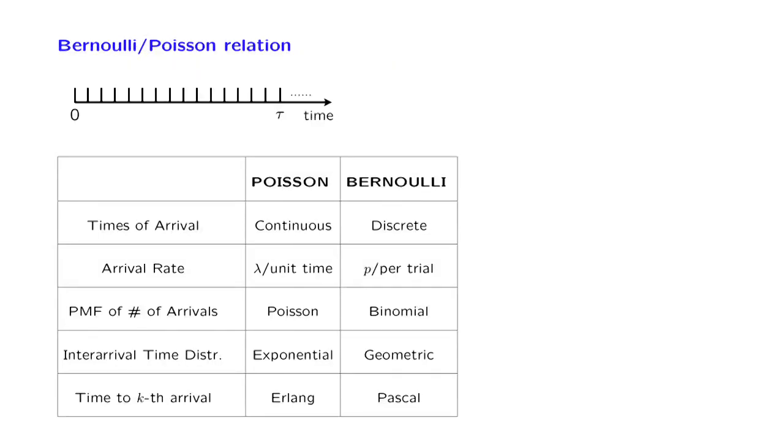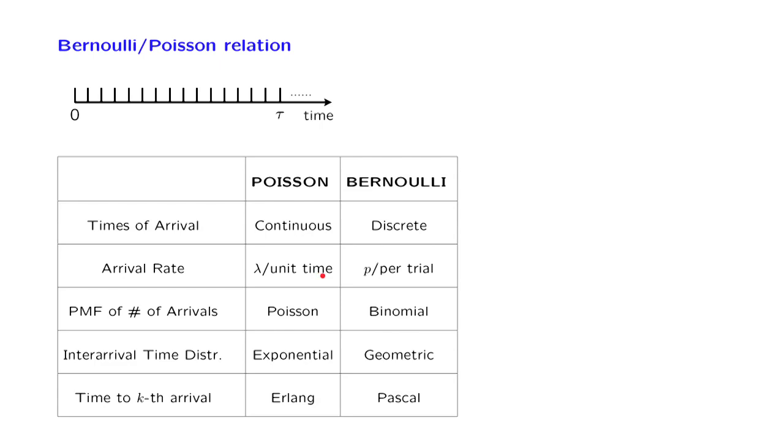Let us now take stock and summarize what we have done for these two processes, the Bernoulli and the Poisson process and their relation. The Poisson process runs in continuous time, whereas for the Bernoulli process, time is discrete and is divided into slots. The Poisson process is defined by a single parameter, lambda, which is the intensity or arrival rate, and tells us the expected number of arrivals per unit time.